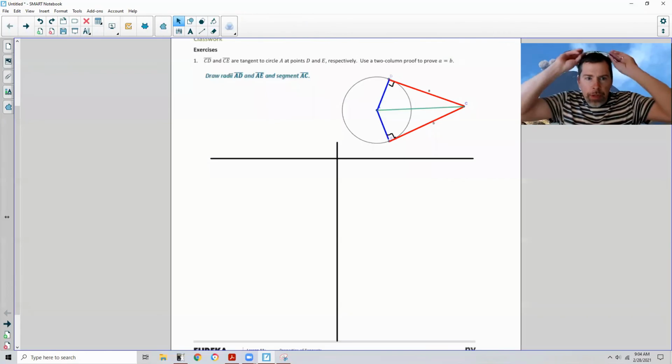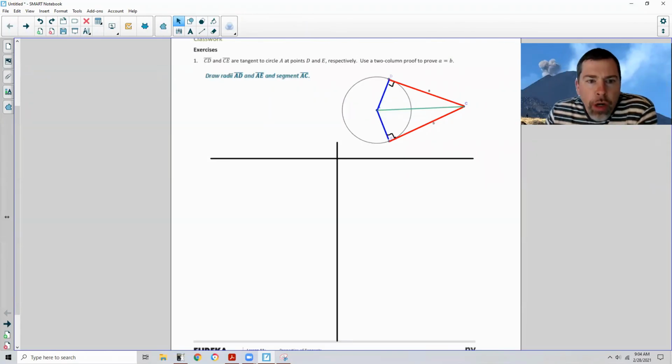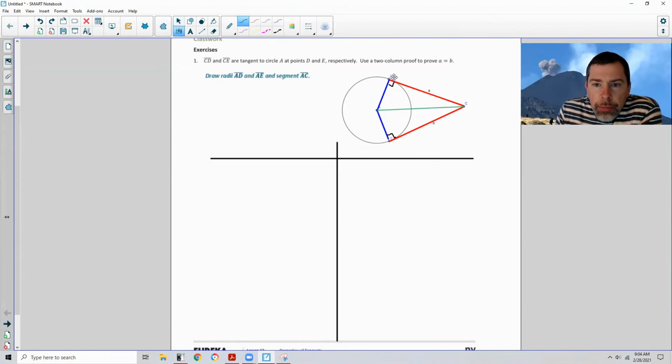Okay, so the first thing we want to do is draw radii AD and AE, which I did to explain to you that they are perpendicular, and the definition of tangent. So I'm going to leave those there. Radii AD and AE are drawn, and I drew segment AC. So what I did was I created a line segment from the center to the point outside the circle, and that's what's called an exterior angle. Angle DCE is an exterior angle, and now ACE and ACD are exterior angles.